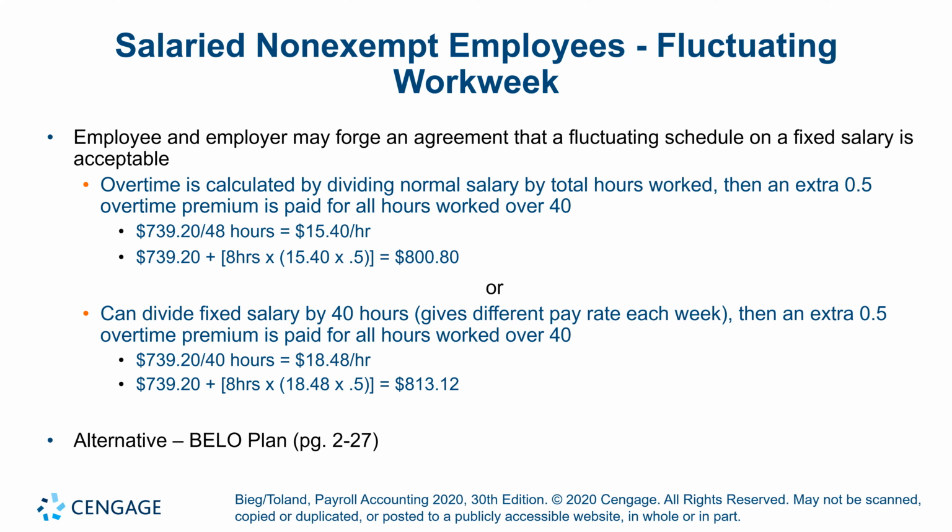All right, salaried non-exempt employees that have a fluctuating work week. And just like it shows here, employee and employer may forge an agreement that a fluctuating schedule on a fixed salary is acceptable. And in this case, just like it shows here, overtime is calculated by dividing normal salary by total hours worked. And then an extra 0.5 overtime premium is paid for all hours worked.